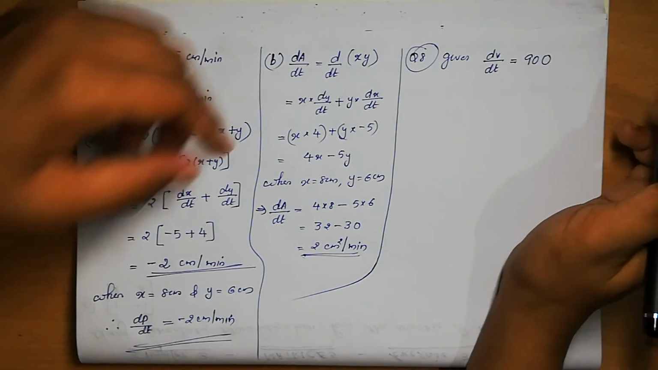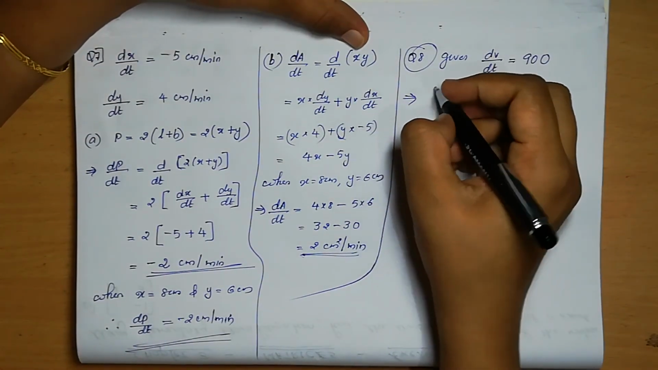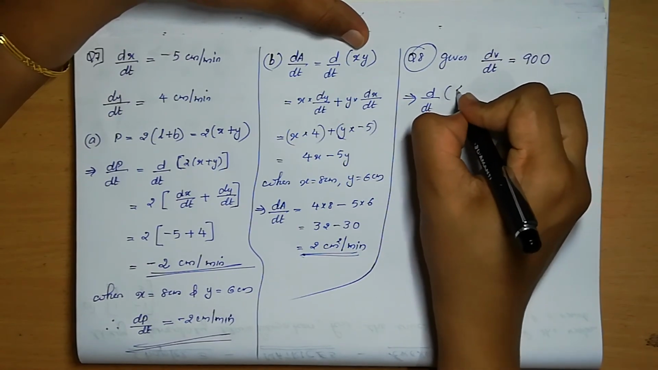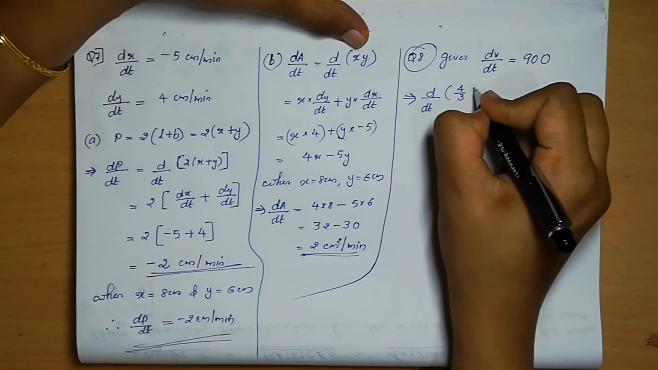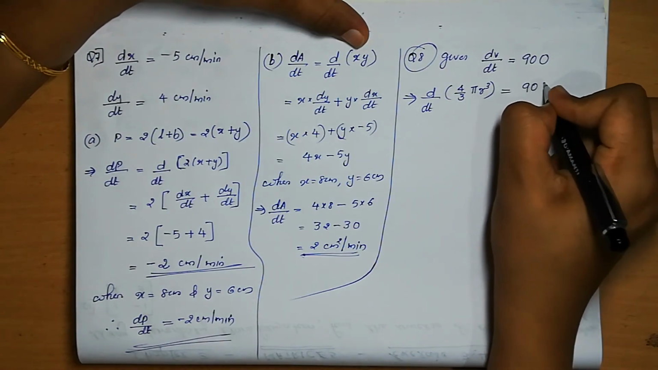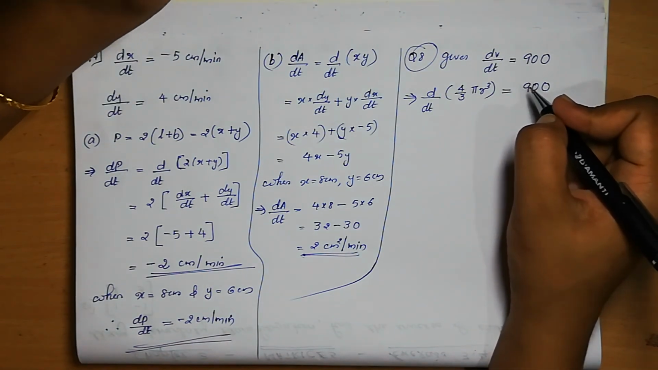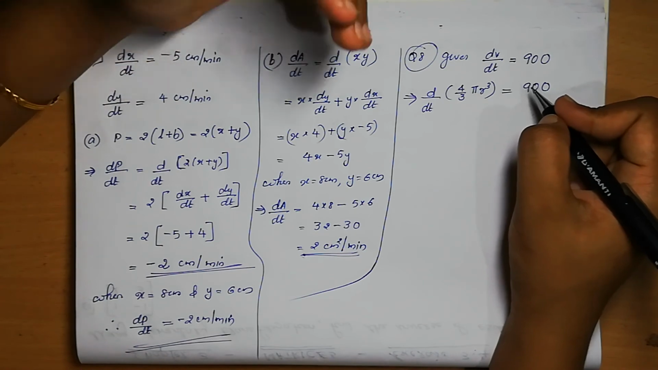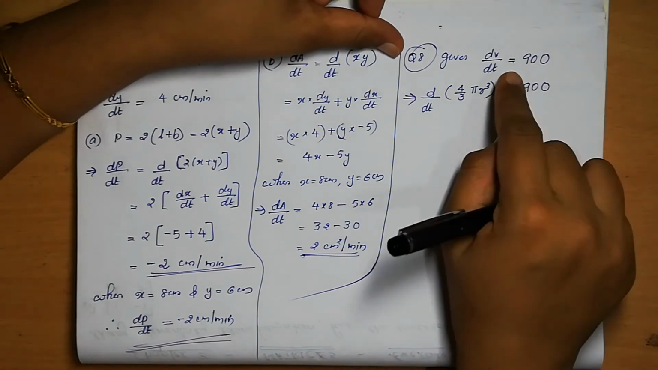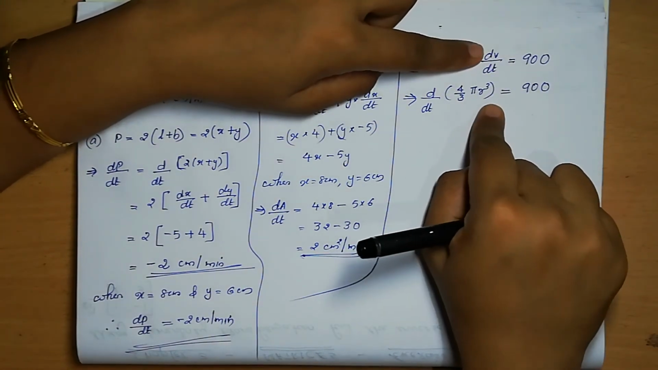So what is the volume of a sphere? 4 by 3 pi r cube, right? So from here we can write d by dt of 4 by 3 pi r cube, equal to 900 is given, correct? Read the question carefully. Remains spherical on inflation means spherical shape inflated by pumping 900 cubic centimeter. That is cubic means what? Volume. So dV by dt is 900. So we are substituting the value of volume as 4 by 3 pi r cube.